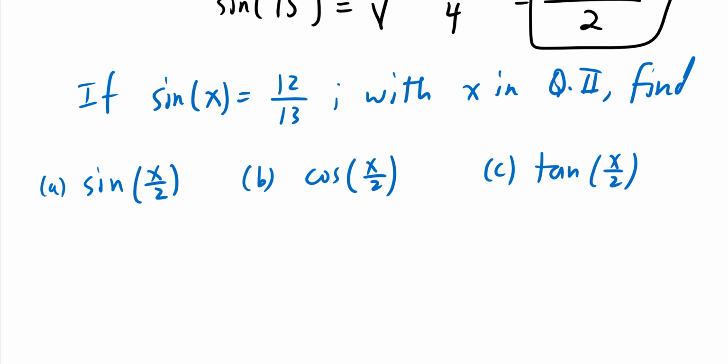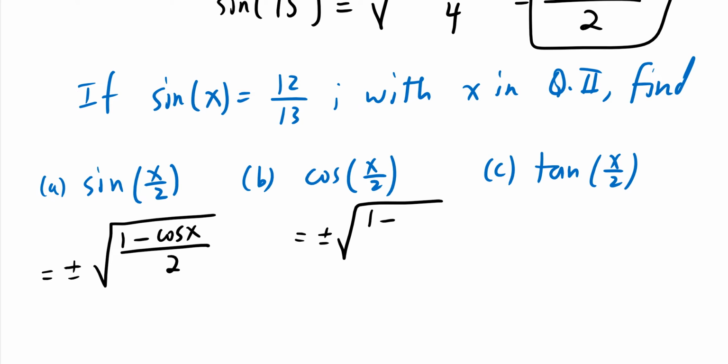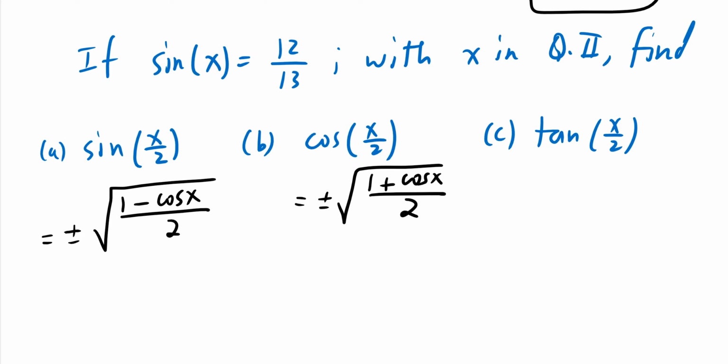Well, the first thing is, what is the formula for cosine or for sine? What we need. This one has a formula: plus or minus the square root of 1 minus cosine x over 2. This has a formula: plus or minus the square root of 1 plus cosine x over 2. So it seems like to find them, I need cosine x. So from sine x, how do I find cosine x?